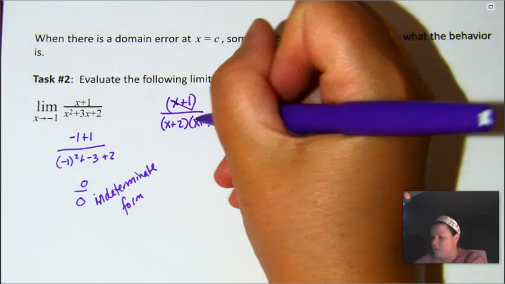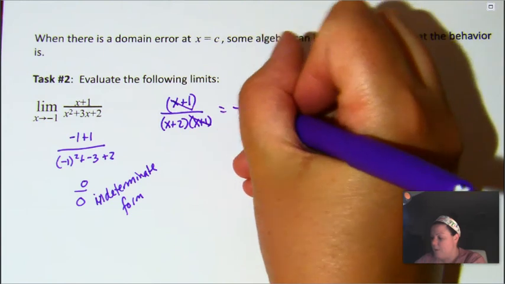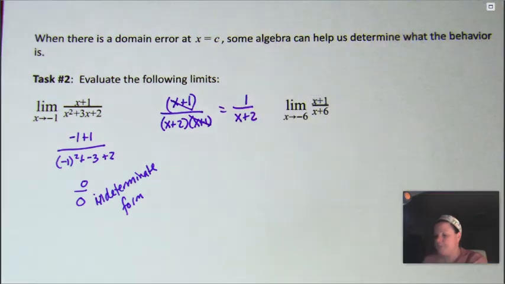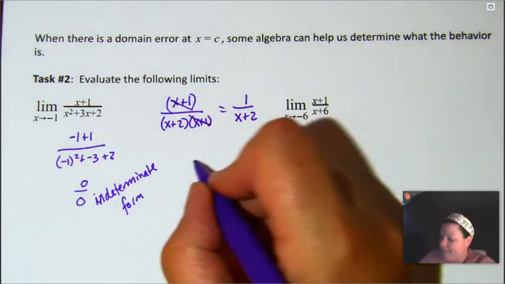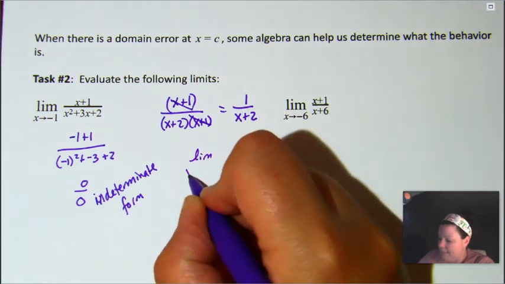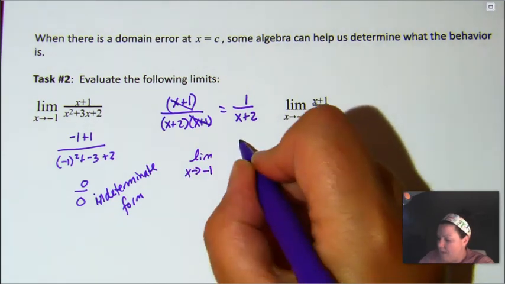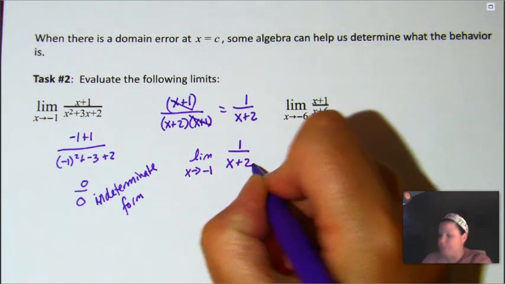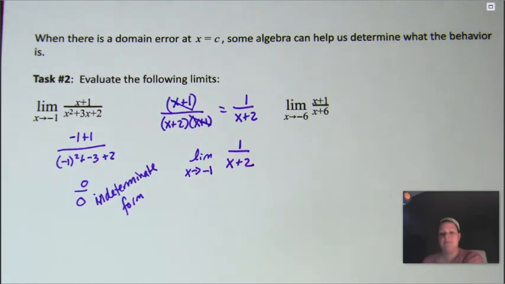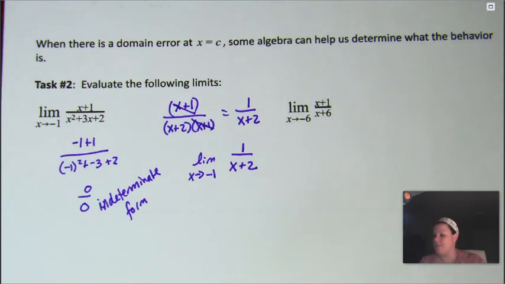So the x plus 1s are going to cancel, and we are left with 1 over x plus 2. So now what we're going to do is investigate what happens with the limit as x approaches negative 1 of 1 over x plus 2. We're going to see what happens. Now, I want to remind you something about rational functions.